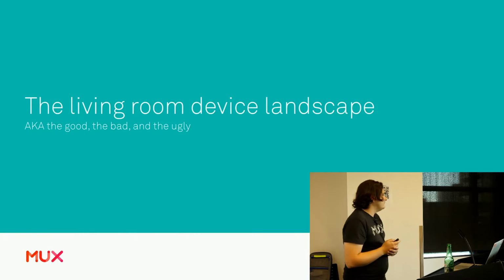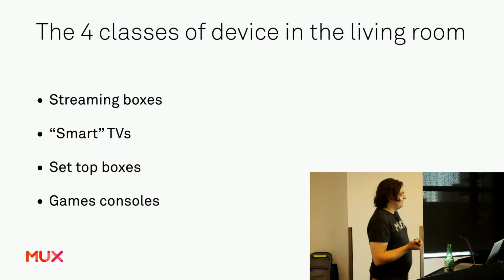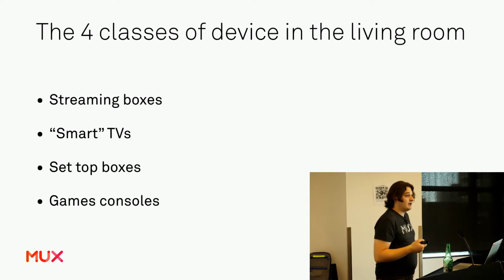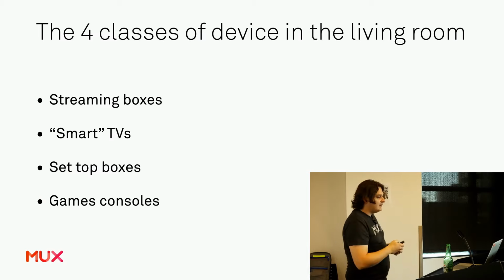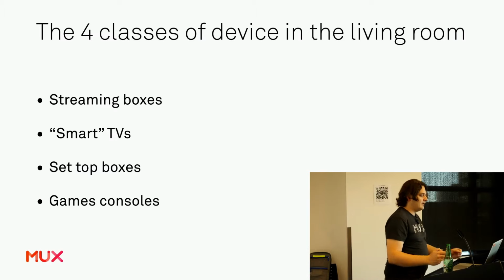That's cool. So let's look at the devices we're talking about, right? I think there's about 4 classes of devices in the living room. This is what I call them. Netflix actually called them something subtly different. This is my terminology. Streaming boxes, smart TVs, set-top boxes, and games consoles is what I group them together in.